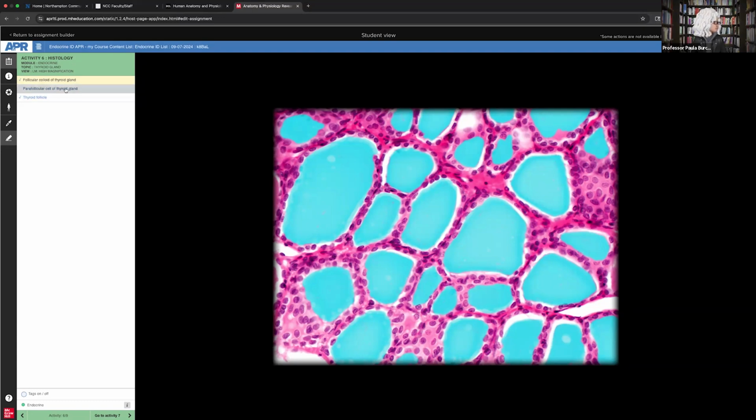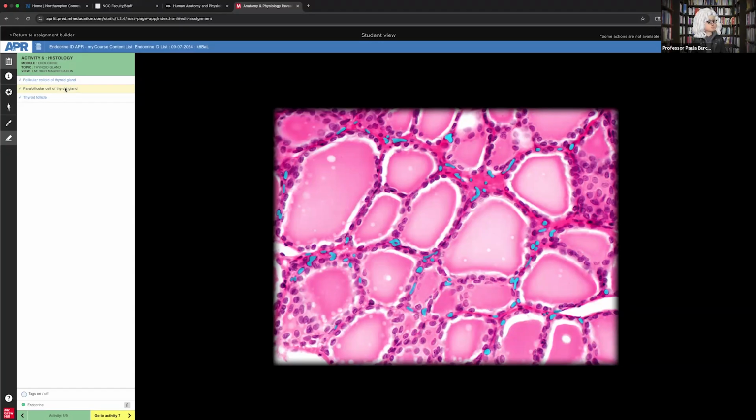In between the thyroid follicles are cells called parafollicular cells, and the parafollicular cells release calcitonin, involved in decreasing blood calcium levels. So this is a follicle right here. These are the follicular cells making up the walls of the follicle. And then these are the parafollicular cells located between the follicles.